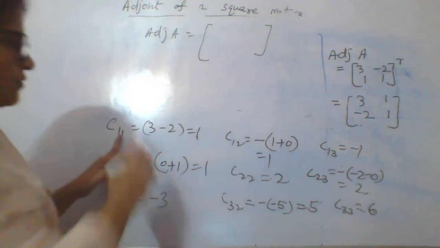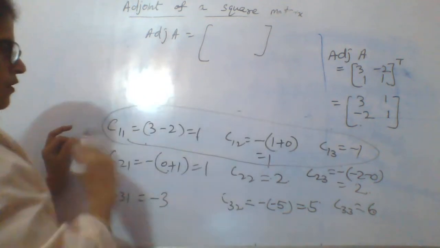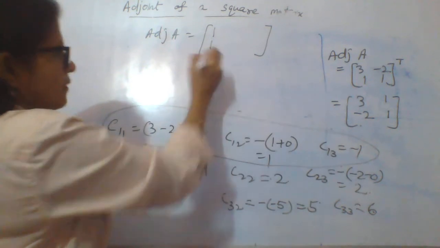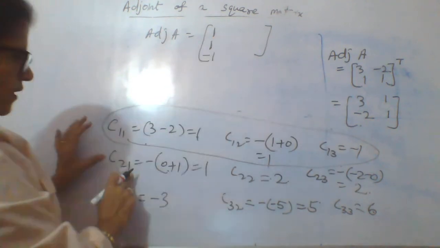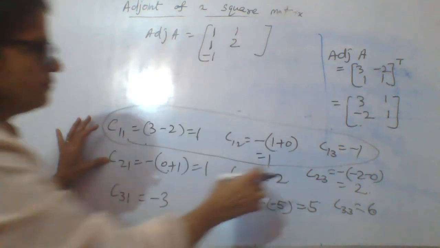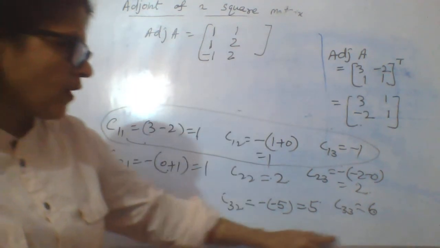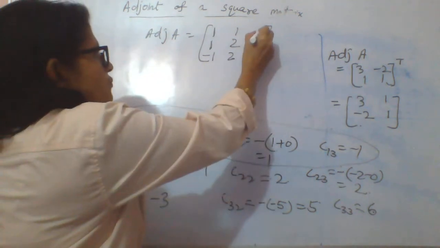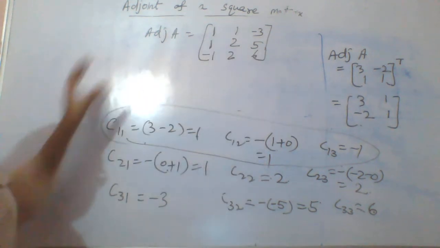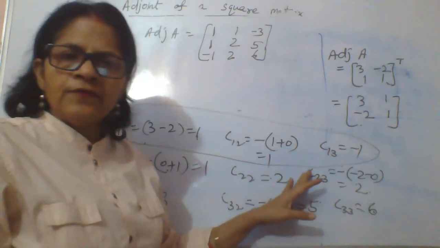So what we can do? See C11, C12, C13. This row can be written in the first column, so it is 1, 1, minus 1. Okay, second row, you see 1, 2, 2. Third row, you see minus 3, 5, 6. So it is minus 3, 5, 6. Okay, so this is your adjoint of A. So directly we have taken the transpose of the cofactor matrix of A.